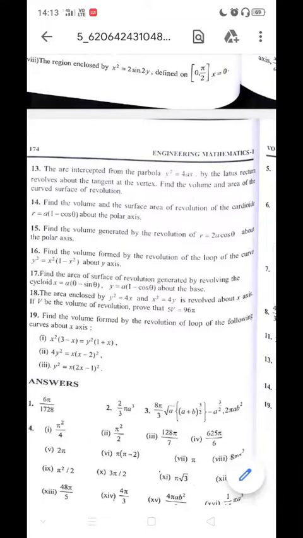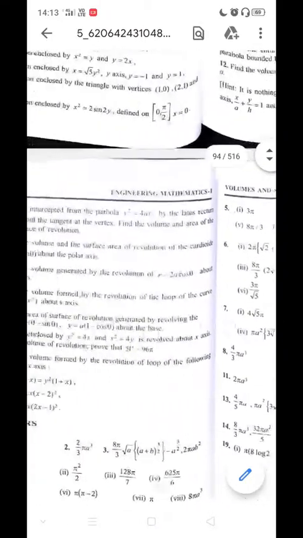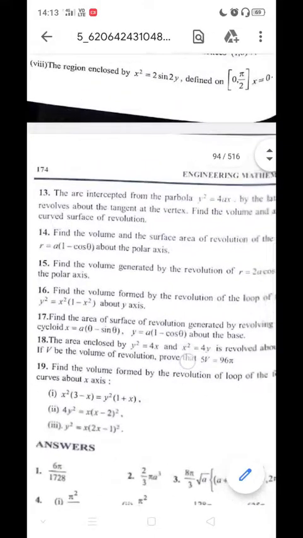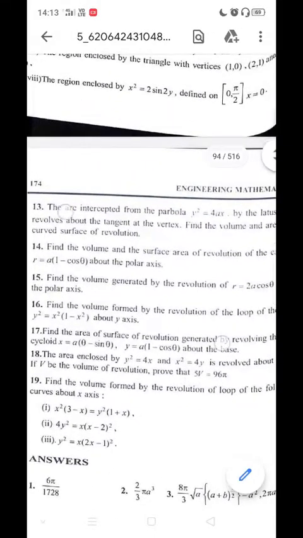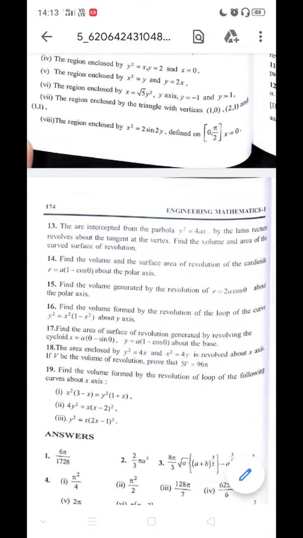So today's topic is about volume and surface of revolution. Let's try this problem because this is in terms of polar coordinates, and maybe some problems occur while solving it: find the volume generated by the revolution of this curve about the polar axis.